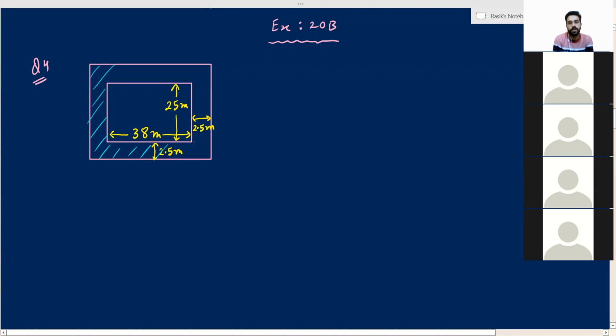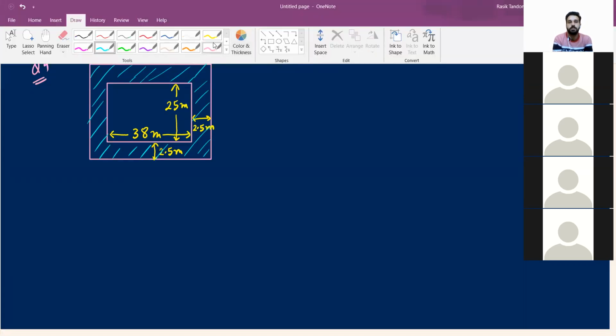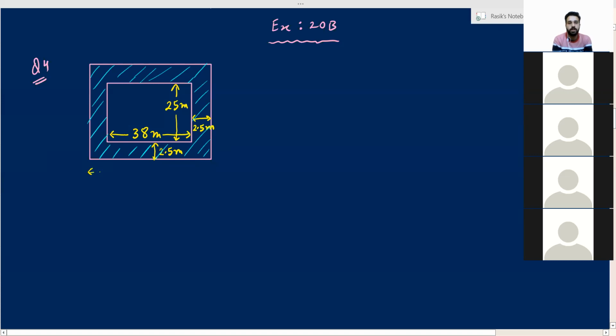Okay. So for this we need the outer dimensions also. How are we going to find the outer dimensions in this case? Can any one of you tell me how to find the outer dimensions of the rectangle? What is the outer length in this case? We already know the inner length. Inner length is 38 meters. Inner breadth is also given, 25 meters. What is the outer length? Capital L. Can anyone tell me what to do in this case?